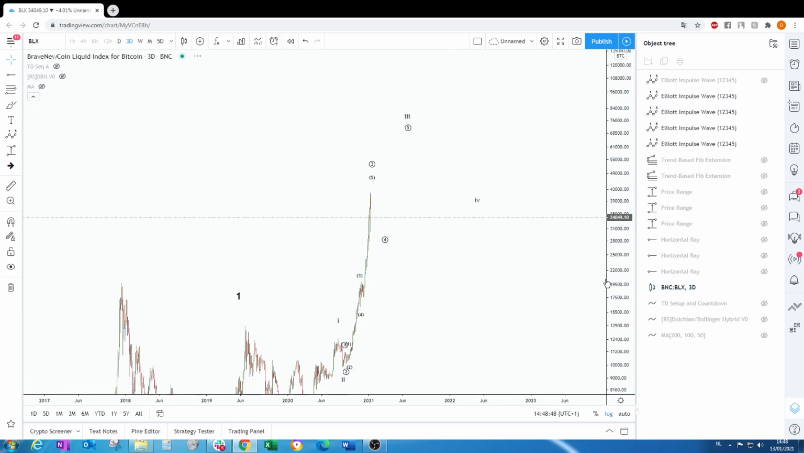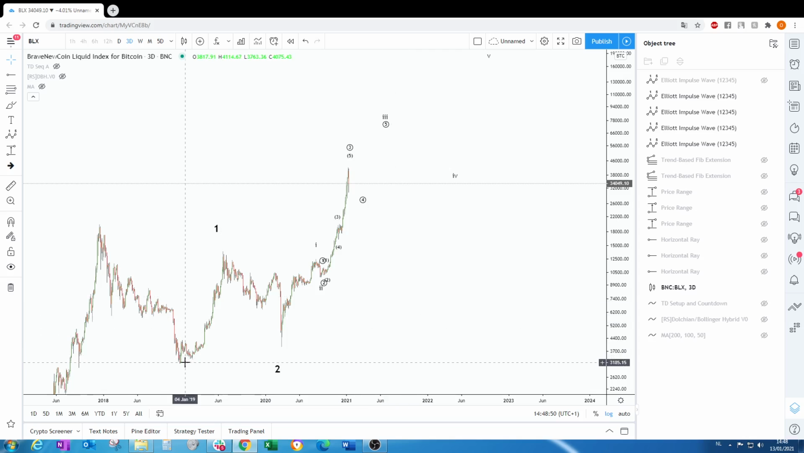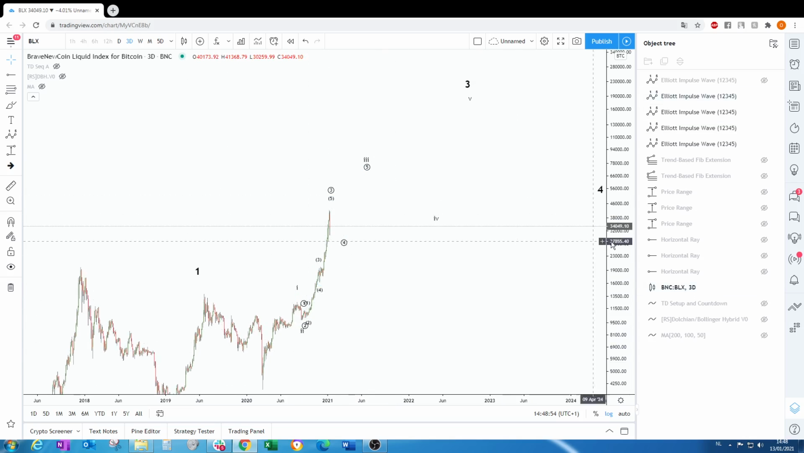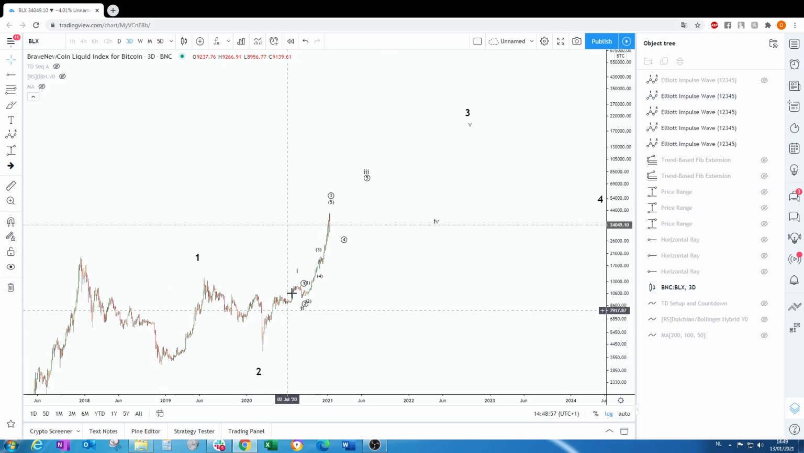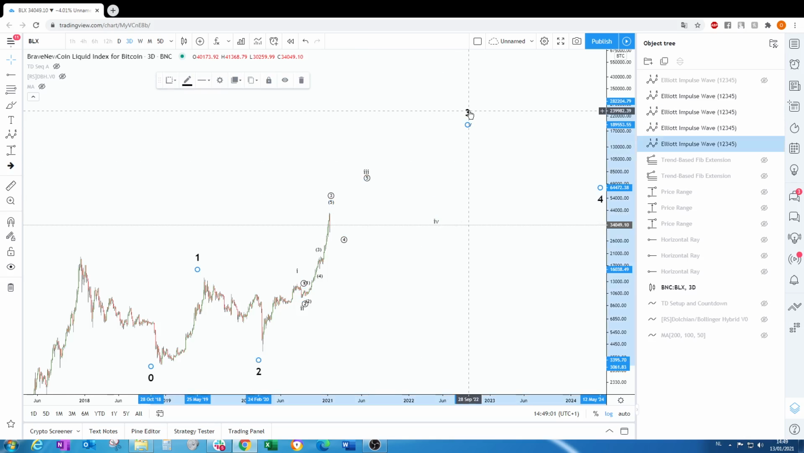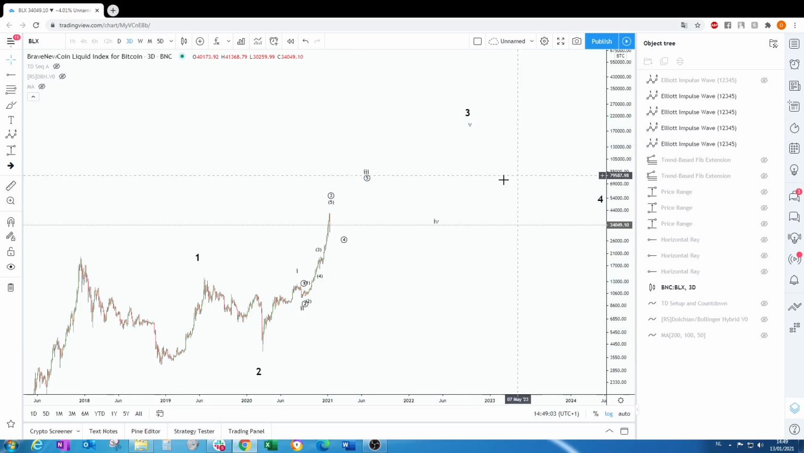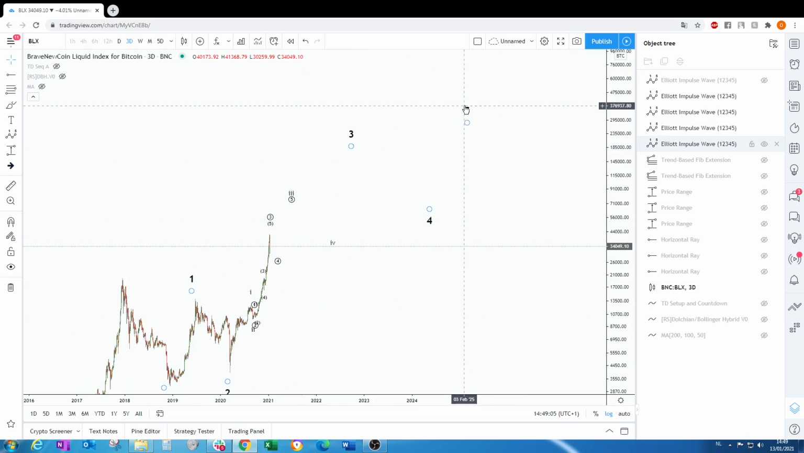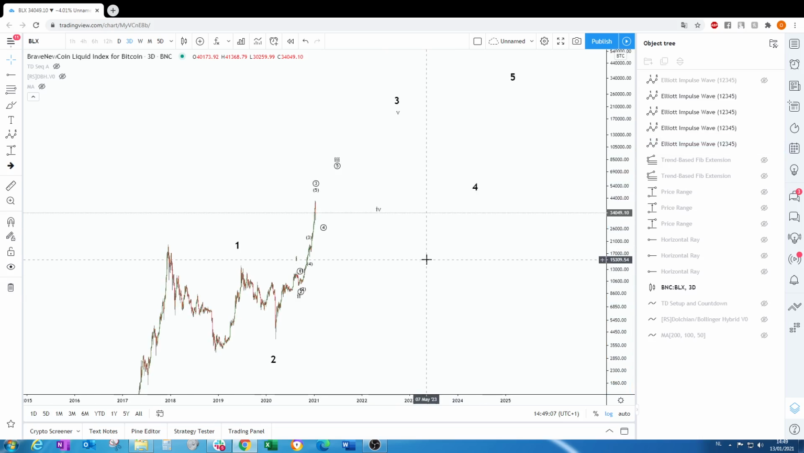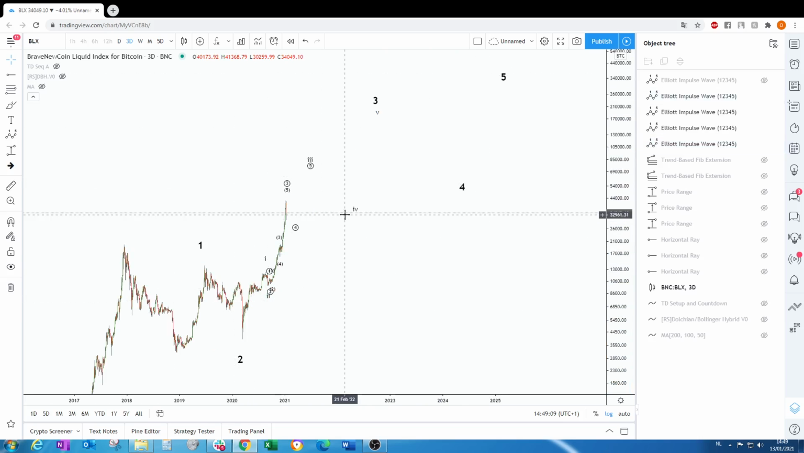So zooming into the 3-day time frame, it will look something like this. Within this 1-2, we are trying to complete our second impulsive wave of the low. So a 1-2, 3 wave up, fourth wave down, fifth wave up to complete the third wave right here. And then we have our fourth wave and then a potential fifth wave up to complete the macro cycle for Bitcoin.